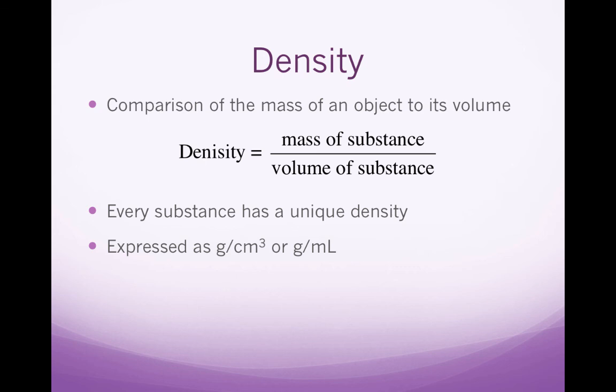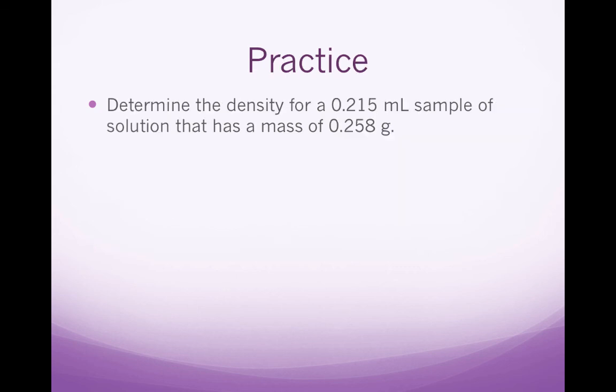Okay, let's just briefly talk about density. So density is the comparison of the mass of an object to its volume. So density equals mass over volume. Every substance has a unique density. Usually we express densities in either gram per centimeters cubed or grams per milliliter. Let's do a problem here.